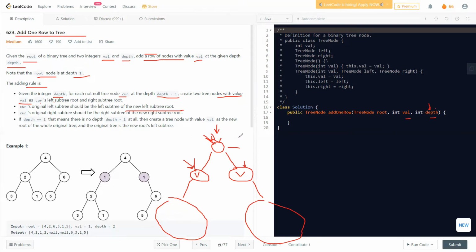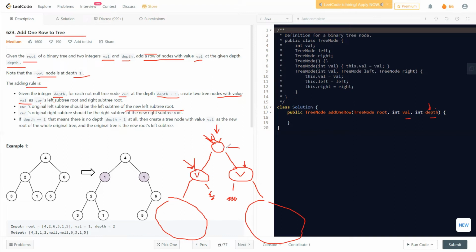And whatever was originally on the right subtree of the given depth minus 1 node, we simply added that to the right subtree of the new node. Remember, the new left subtree has nothing over here, and the new right subtree has nothing over here either. So whatever was on the right subtree of the original node is added to the right subtree of the new node. That's what we need to do.